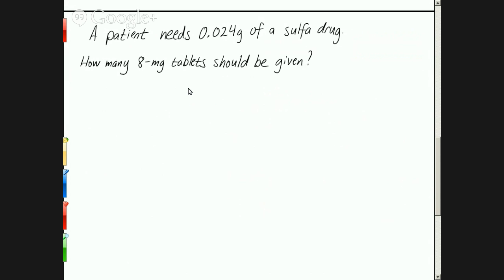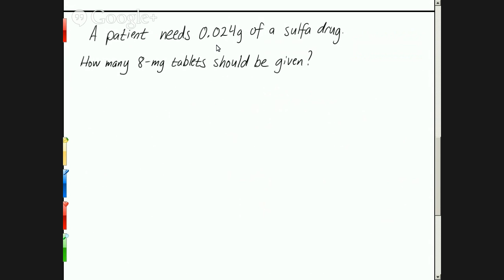So let's work this out. So what do we need to do to turn this number of 0.024 grams into milligrams? How do you figure that? How do you know that? What I have it set up in my head is that you put 1/1,000 times 0.024 grams.